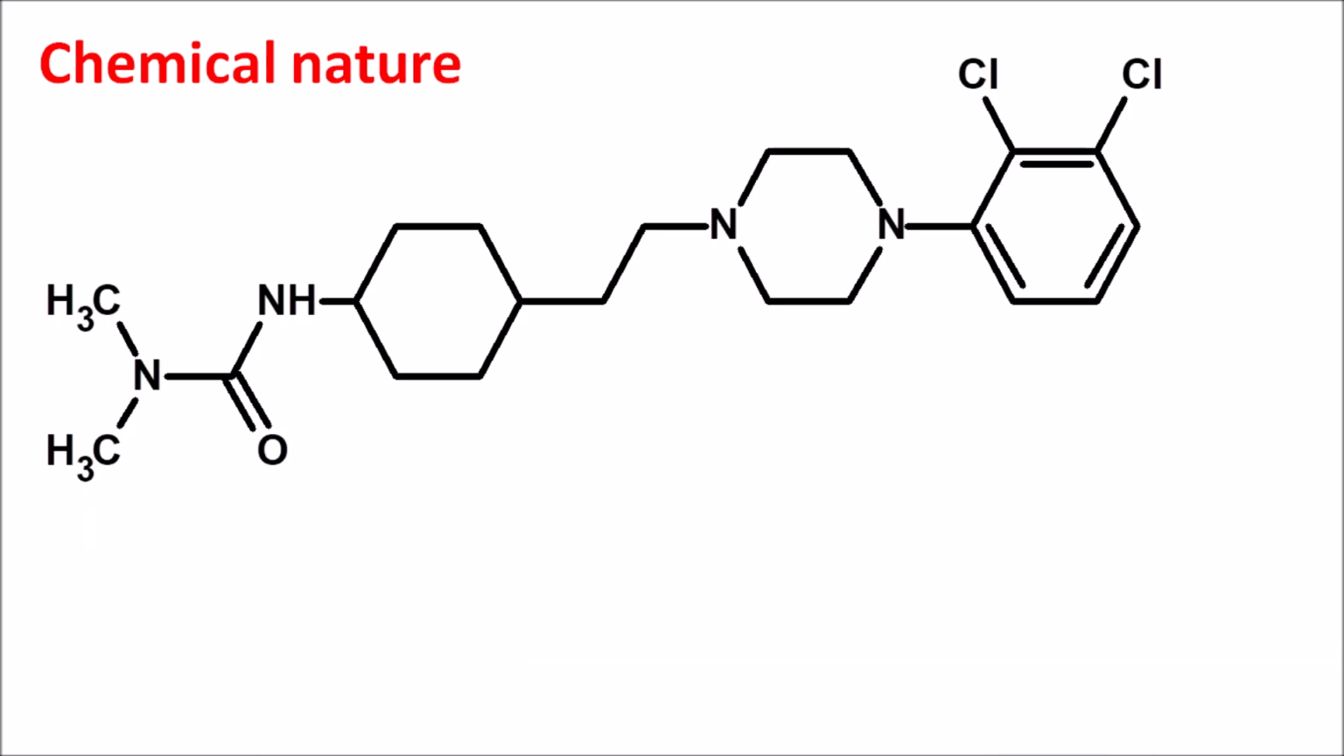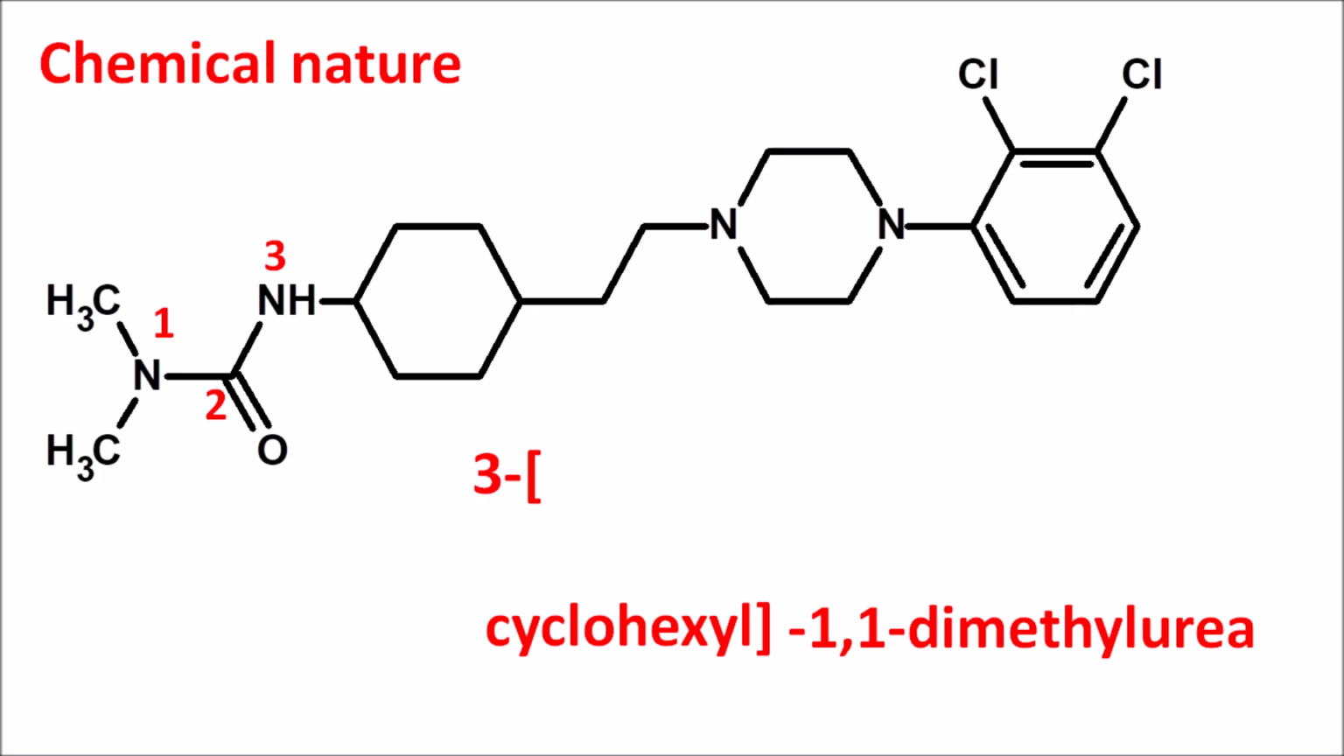First of all, what is the chemical nature of this drug? So this is the structure of Cariprazine. Here we can simply identify the urea moiety. Let us give the numbering. Now to this urea, on the nitrogen methyl groups are present, so we can write the suffix as 1,1-dimethylurea. And on the other nitrogen, a cyclohexyl ring is present, so we can write this as 3-cyclohexyl.